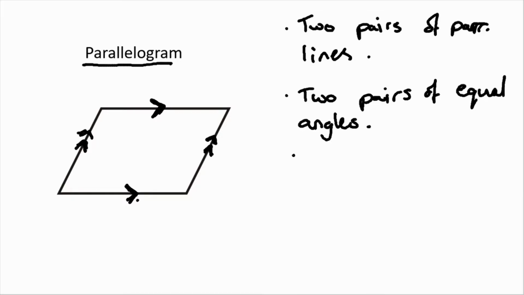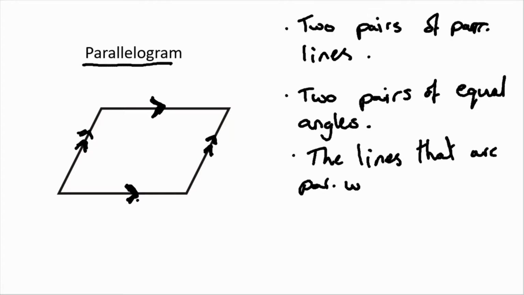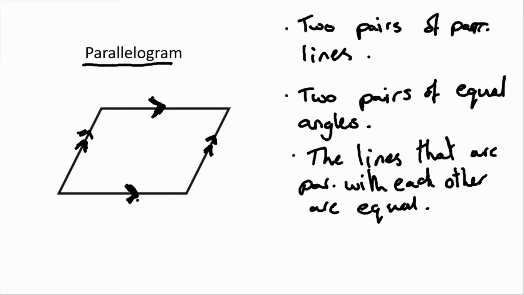And finally, the lines that are parallel with each other are equal. So in our example, this top line here has an equal length to this bottom line here, and this left line here is equal in length to this right line here.